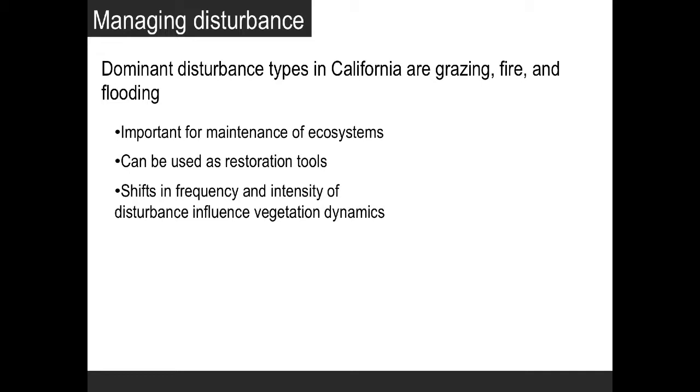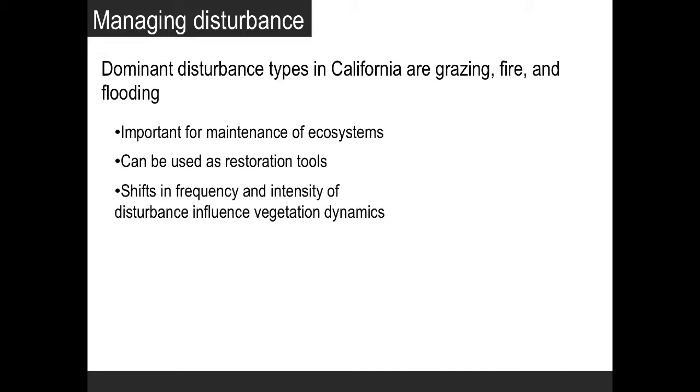And flooding, we talked about flooding as a seed dispersal mechanism, but in wetland and especially in riparian restoration, flooding is really essential for creating early successional stages and increasing the structural diversity of your riparian woodlands. And we talked about the example of least Bell's vireo and willow flycatcher as being dependent on that structural diversity.